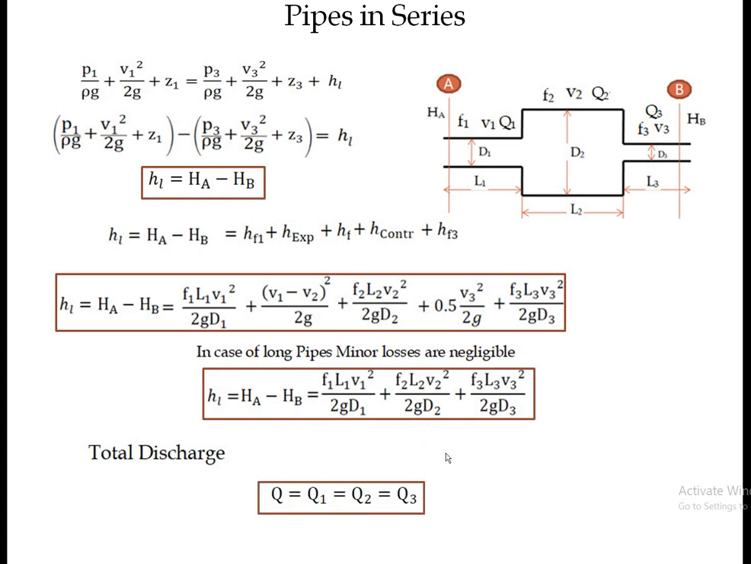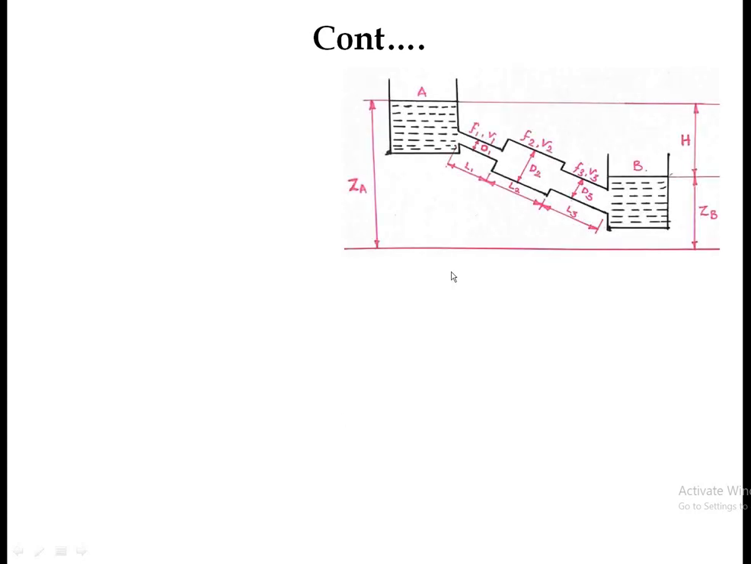Next, this is another case in which again three pipes are connected in series, but the difference is that here the two reservoirs are at different levels. This reservoir is at a distance of ZA from the ground level, and reservoir B is at a distance of ZB from the ground level. In the last case the two reservoirs were at the same level, and here the two reservoirs are at different levels.